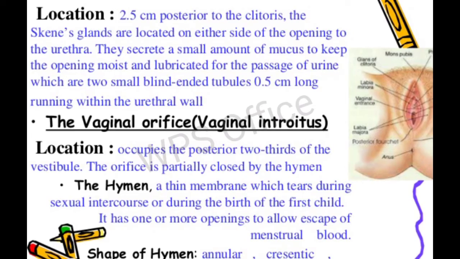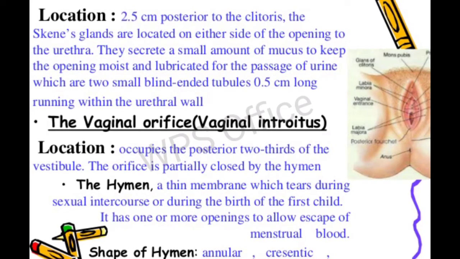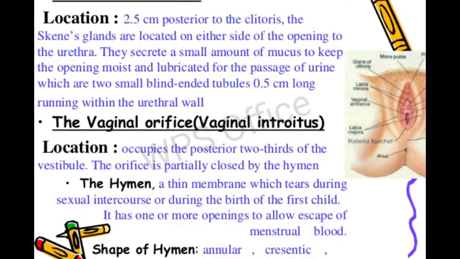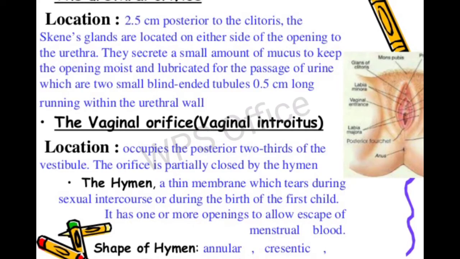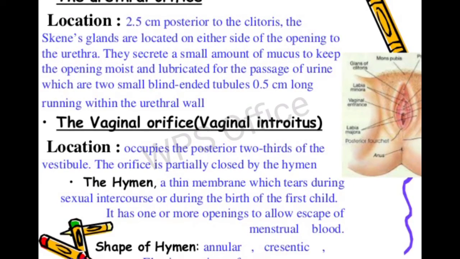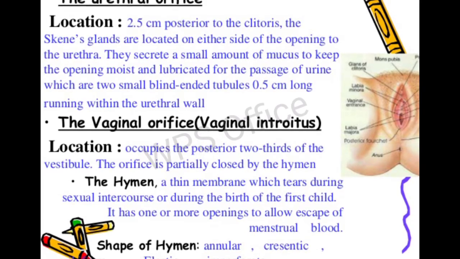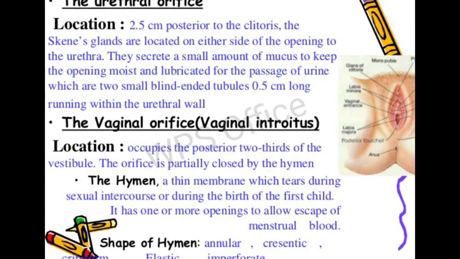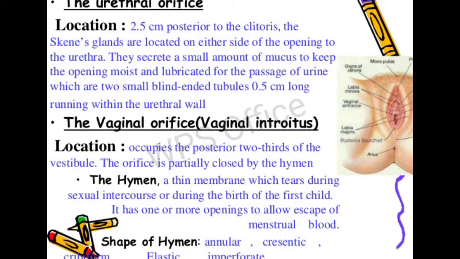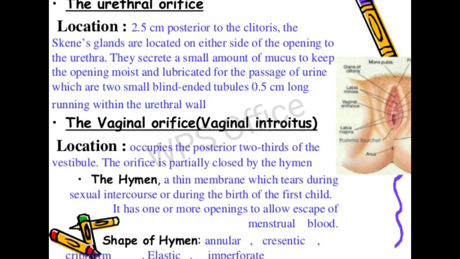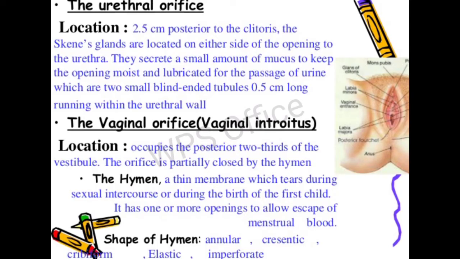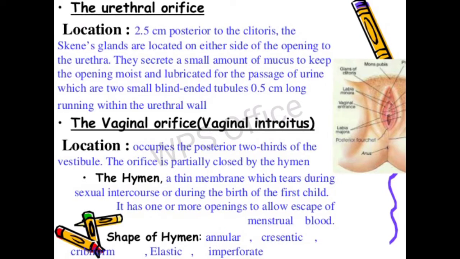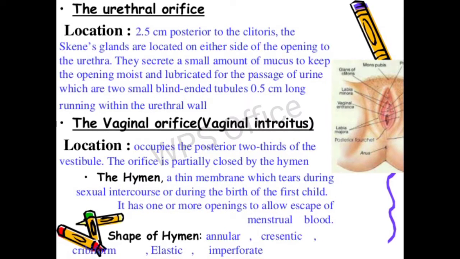Then the urethral orifice is about 2.5 centimeters posterior to the clitoris. The skene's glands are located on either side of the opening to the urethra. They secrete a small amount of mucus to keep the opening moist and lubricated for the passage of urine. They are two small blind-ended tubules 0.5 centimeter long running within the urethral wall. So the urethral orifice is the orifice through which urine passes. Then the vaginal orifice occupies the posterior two-thirds of the vestibule. The orifice is partially closed by the hymen. The hymen is a thin membrane which tears during sexual intercourse or during the birth of the first child. It has one or more openings to allow the escape of menstrual blood.